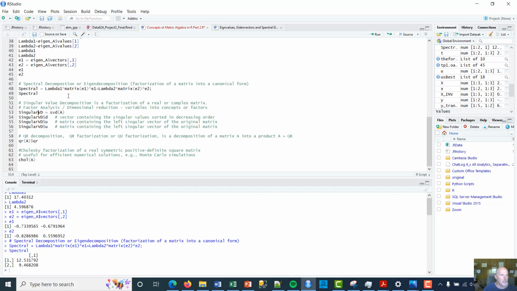Anyway, so singular value decomposition. This is a factorization of a real or complex matrix. So why do we care? Factor analysis in statistical methods and dimension reduction. Those are two areas where you're going to want to be able to do this.